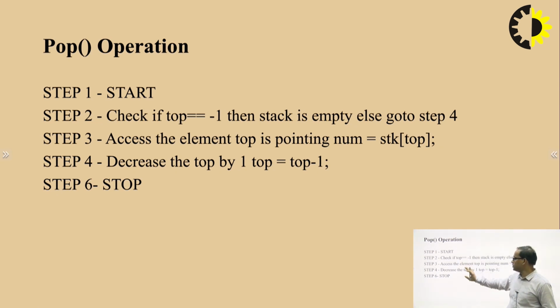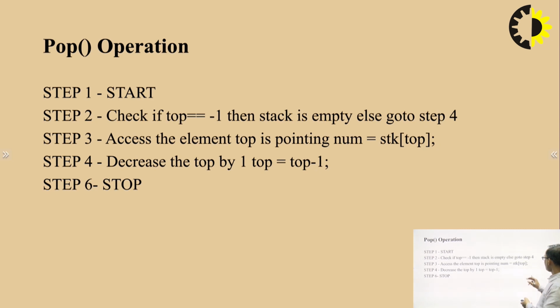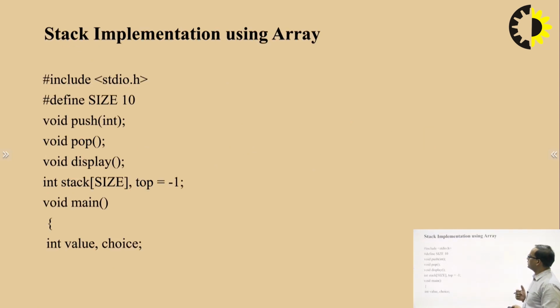Otherwise, if this condition is not true, then access the element top is pointing to: num is equal to stack of top. It means the element that will be deleted from the top of the stack. So stack of top is num. After deleting the element, we have to decrease the value of top by 1. Top is equal to top minus 1. This new value will represent the next element to be deleted from the stack.